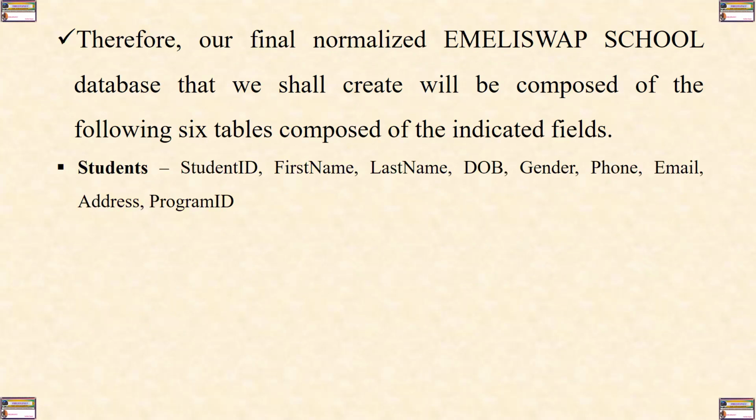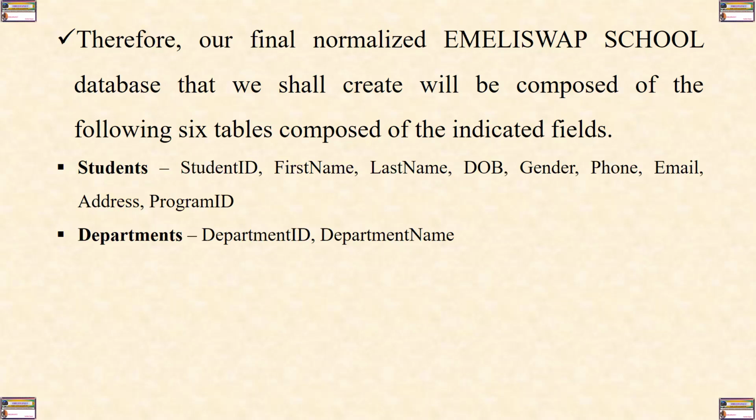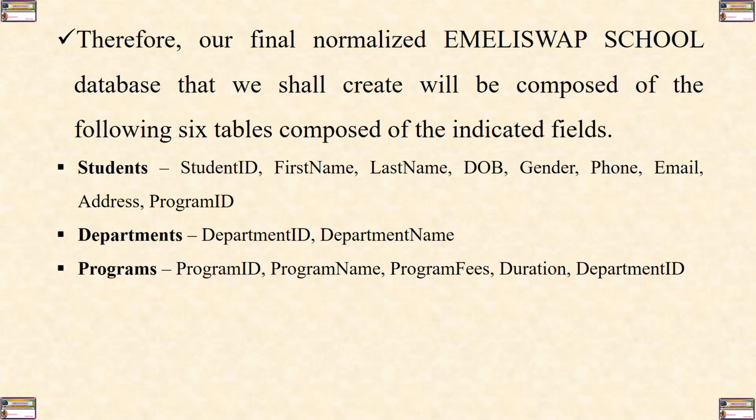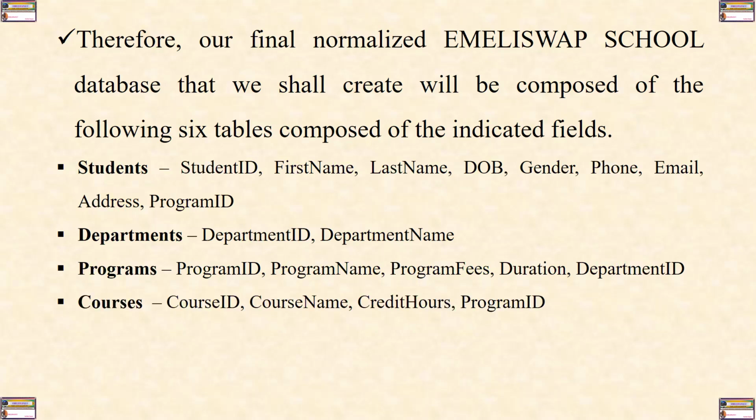We are going to have a table called students. It will have those 6 fields. Student ID as the primary key. The others will be there, and to show the link between students and the programs that the students are taking, we shall have program ID there. Departments, we have department ID and department name. Department ID as the primary key. Programs, that table will have program ID, program name, and the rest, as you can see, and we have department ID there for the purposes of showing that each program belongs to a certain department.